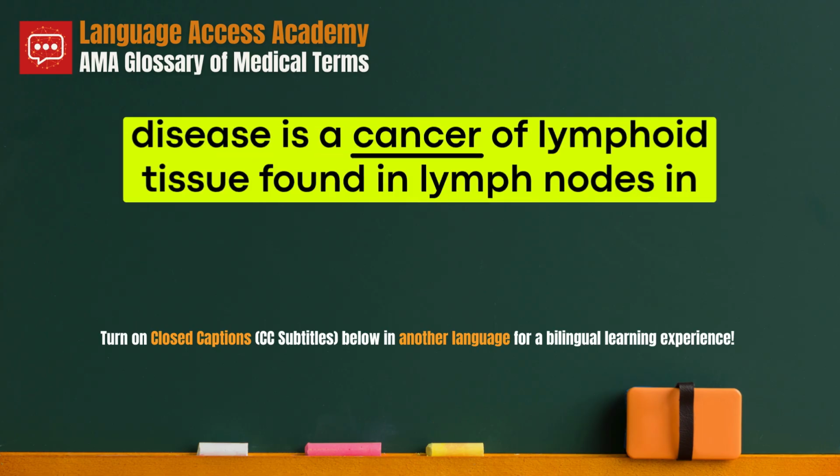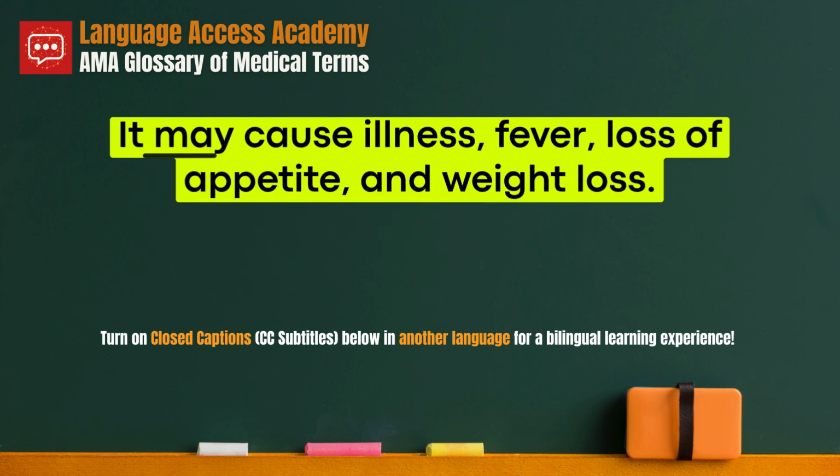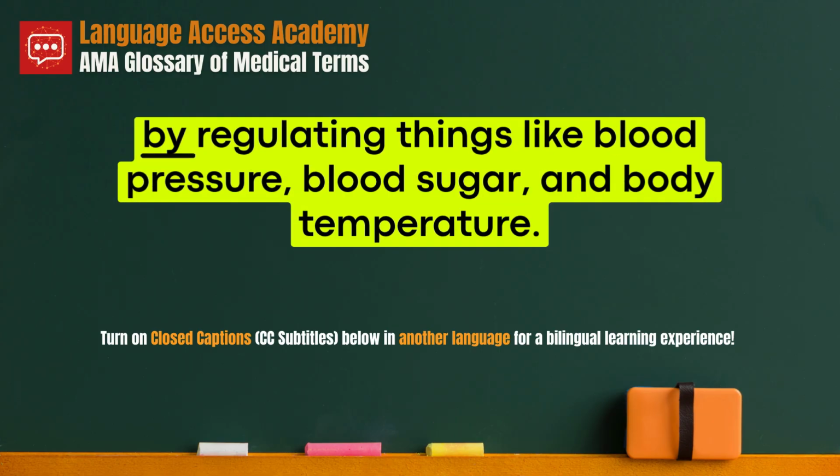Hodgkin's disease is a cancer of lymphoid tissue found in lymph nodes in the spleen that causes the lymph nodes to enlarge and function improperly. It may cause illness, fever, loss of appetite, and weight loss. Homeostasis is the body's coordinated maintenance of a stable internal environment by regulating things like blood pressure, blood sugar, and body temperature.